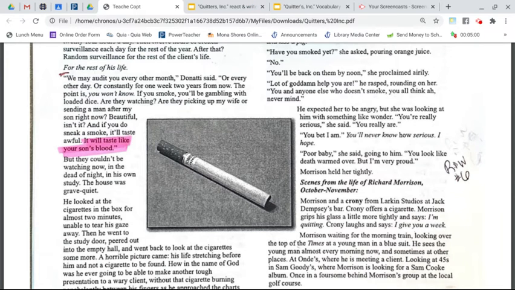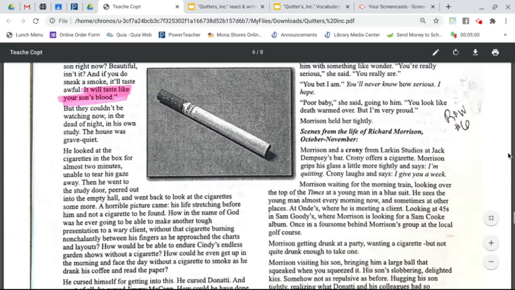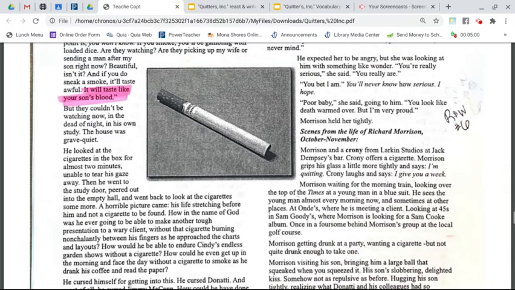Scenes from the life of Richard Morrison, October to November. Morrison and the crony from Larkin Studios at Jack Dempsey's bar. Crony offers a cigarette. Morrison grips his glass a little more tightly and says, "I'm quitting." Crony laughs and says, "I give you a week." Morrison waiting for a morning train, looking over the top of the Times at a young man in a blue suit. He looks at the young man almost every morning now, and sometimes at other places. At Ondi's, where he is meeting a client, looking at 45s at Sam Goody's, where Morrison is looking for a Sam Cooke album. Once in a foursome behind Morrison's group at the local golf course. Morrison getting drunk at a party, wanting a cigarette, not quite drunk enough to take one.